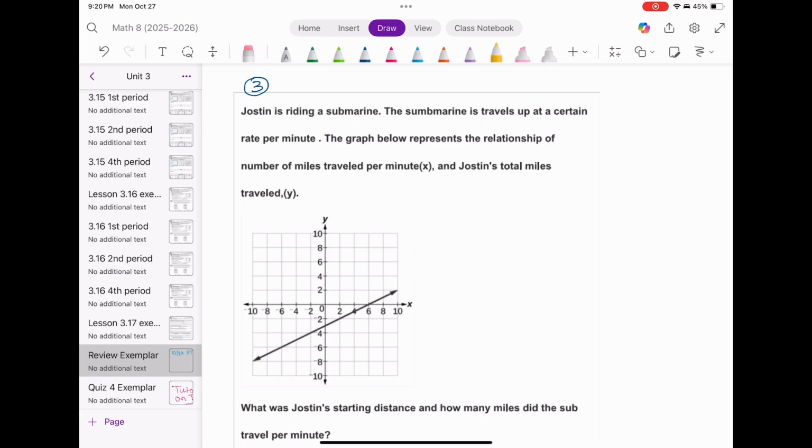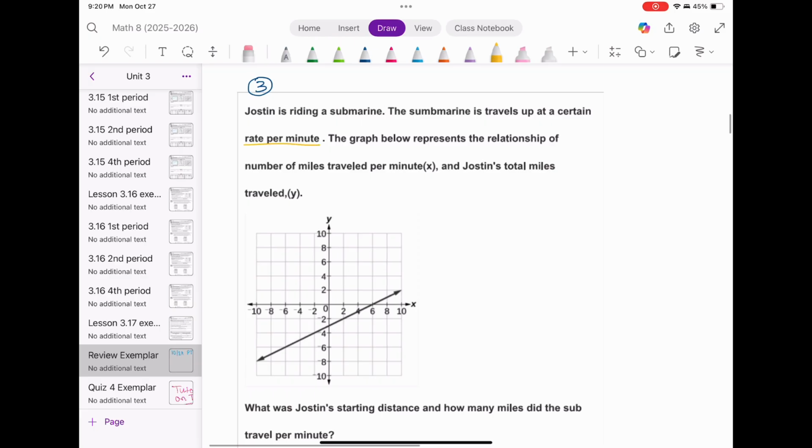Okay, this is a really interesting question. I'm not going to go over every question. I'm only going to go over the difficult ones.